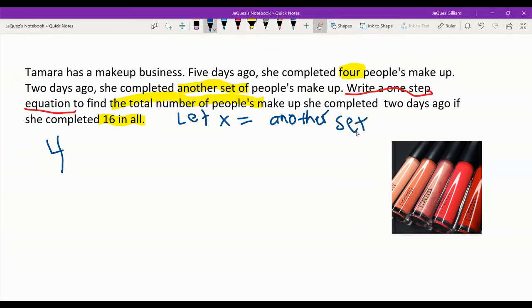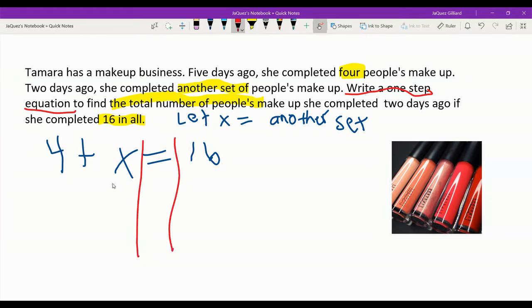We're going to let X equal another set. So 4 plus X, and then she had completed 16 in all, right? So equals 16. All right. Now we're going to draw our railroad tracks. Bring it on down, bring it on back.